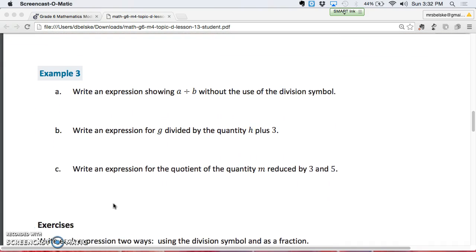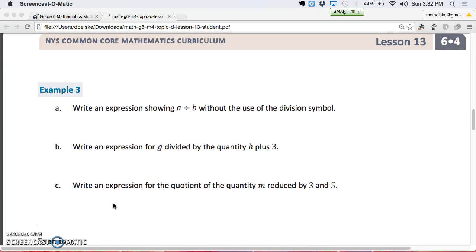Example 3, write an expression showing a divided by b without the use of the division symbol. So pause and do that real quick, and do a, b, and c, and see if you agree with what I write. Okay, for 3a, we've got a divided by b. That one's pretty easy. B is a little bit more tricky. Write an expression for g divided by the quantity of h plus 3.